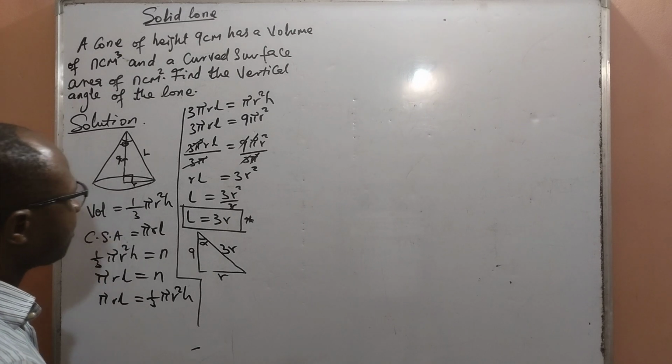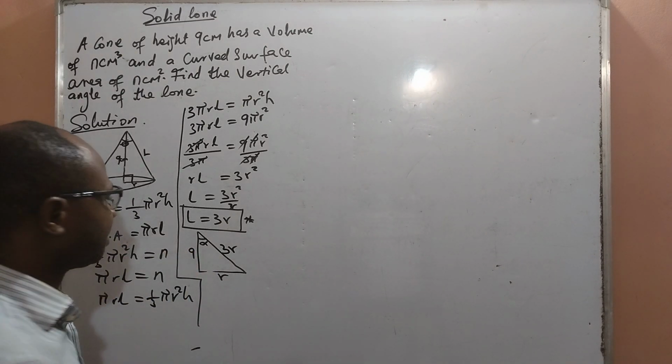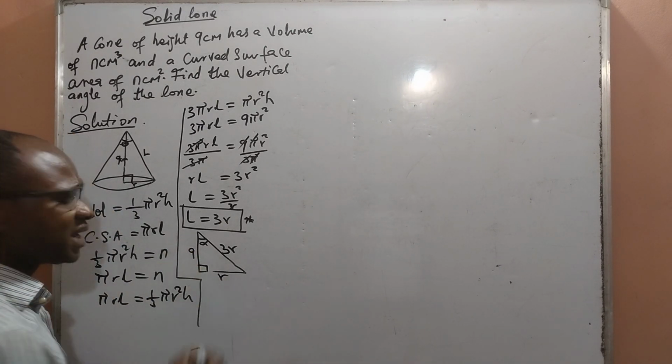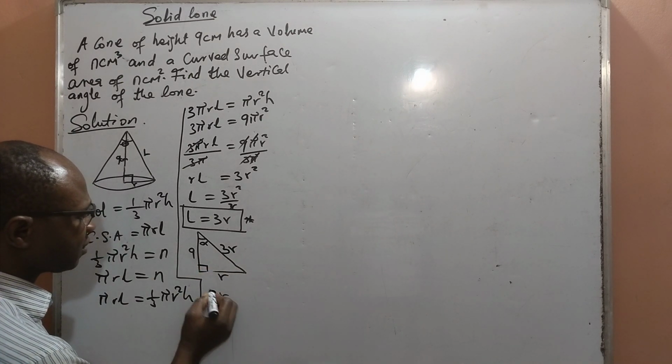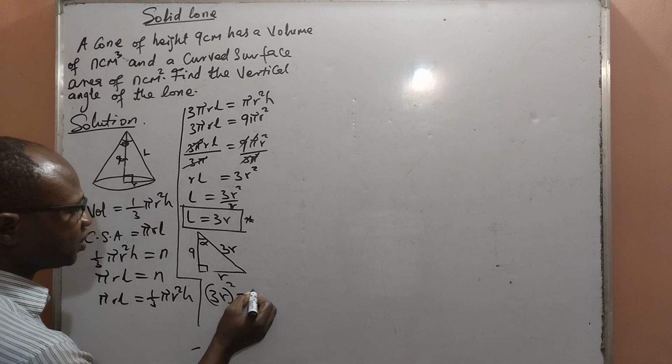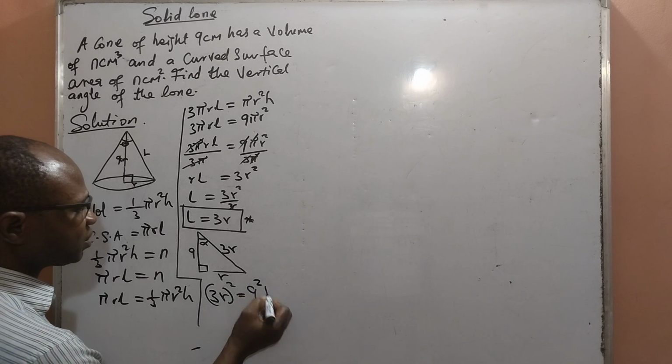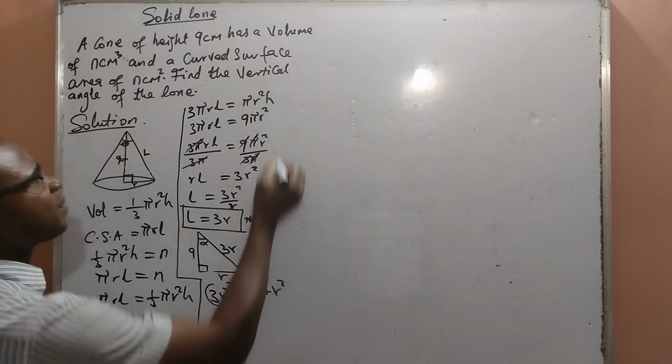Alright, moving forward, by Pythagoras theorem, okay, this is a right angle triangle. It means therefore that (3r) raised to power 2 is equal to 9 raised to power 2 plus r raised to power 2.